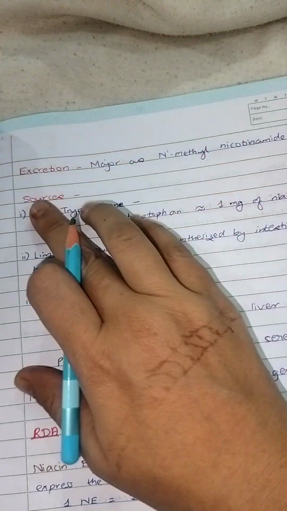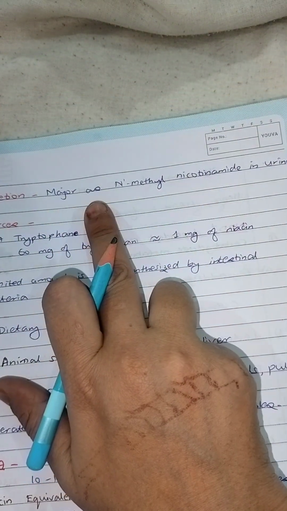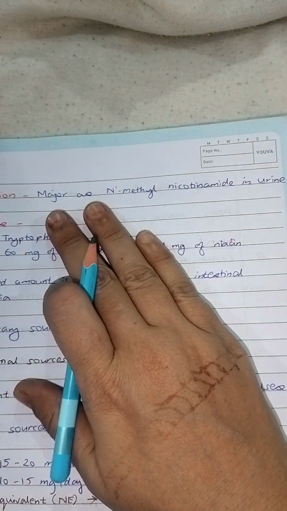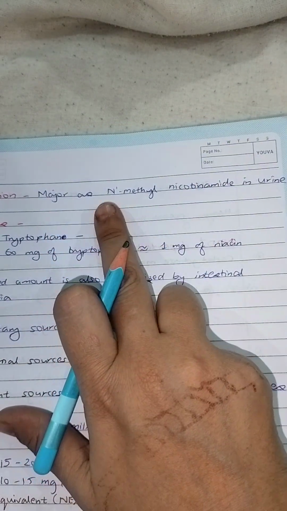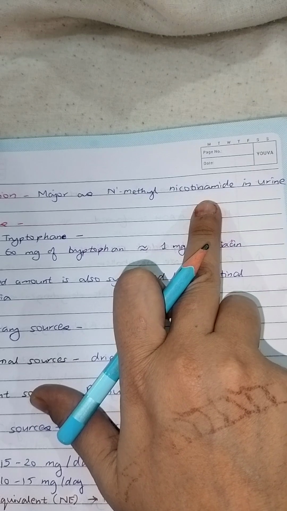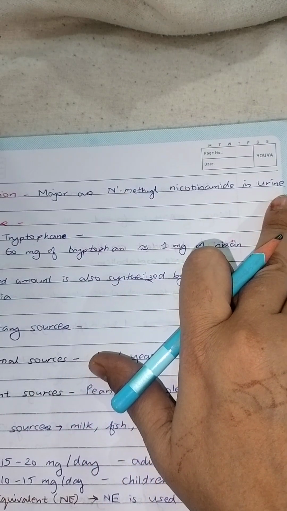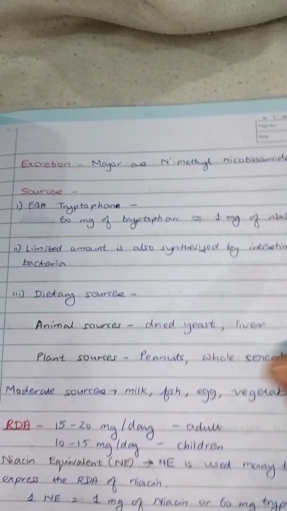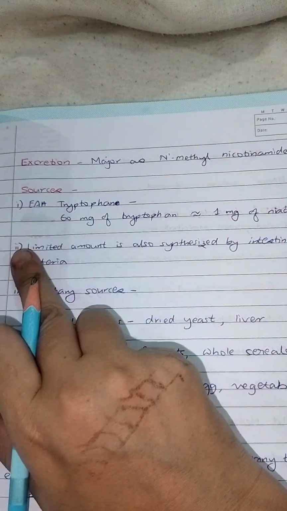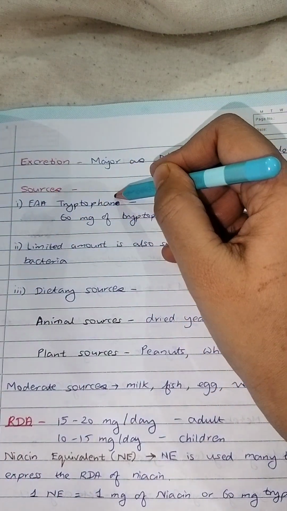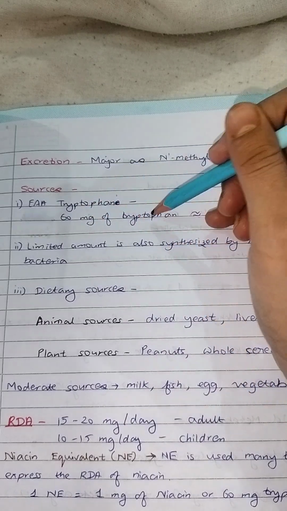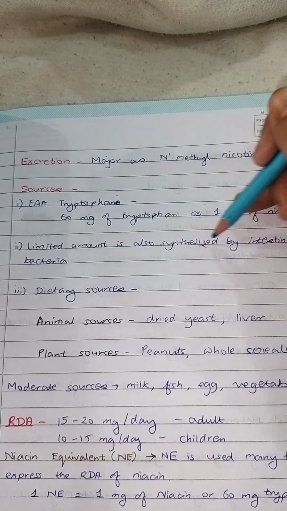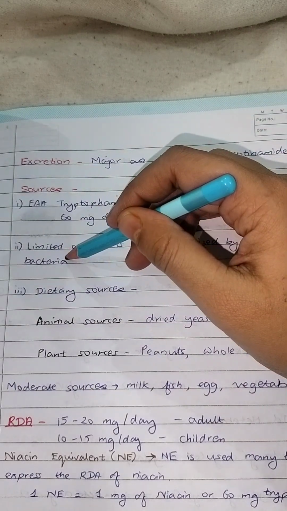Now coming to excretion. It is excreted as various products, but mostly as N-methyl nicotinamide in urine, as it is a water soluble vitamin. Now coming to sources. First is from the essential amino acid tryptophan. 60 milligram of tryptophan is equivalent to 1 milligram of niacin. A limited amount is also synthesized by the intestinal bacteria.